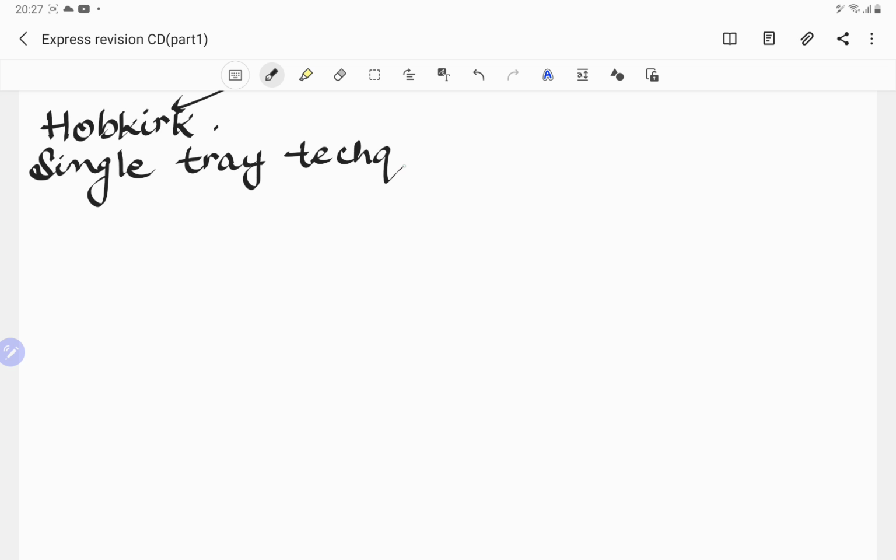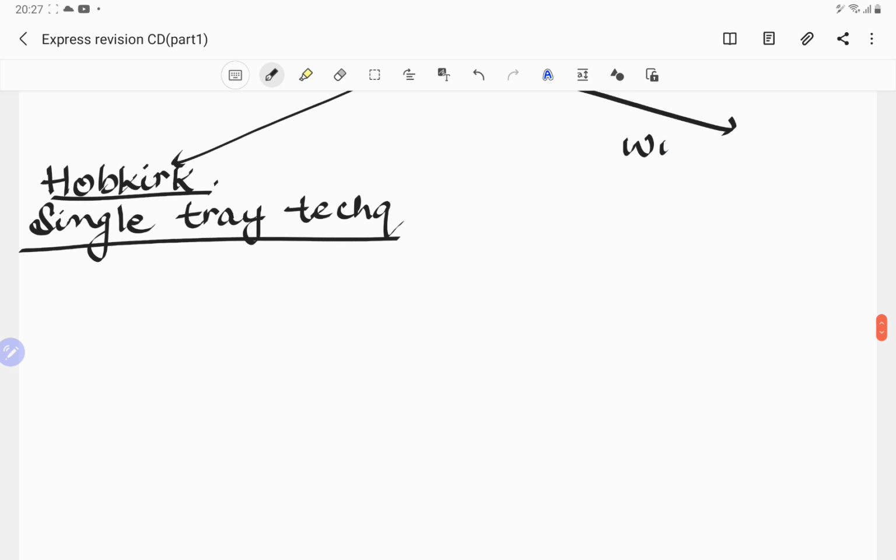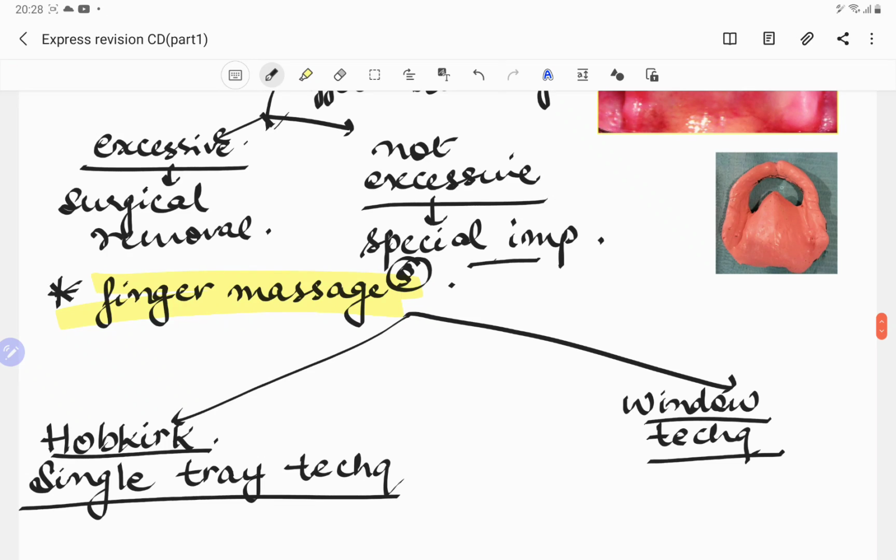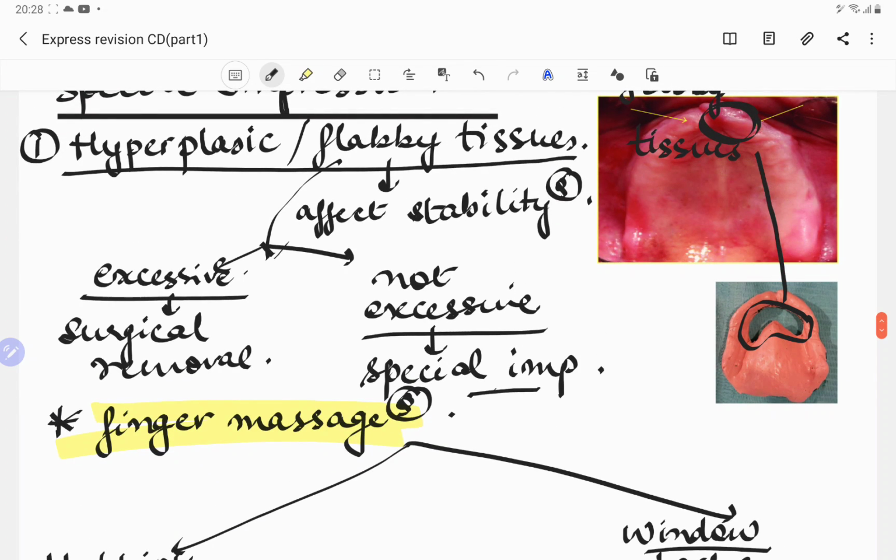So, the single tray technique. This is the Hobkirk single tray technique. Another one is the window technique. If you can see here in the diagram, I have made a window over here. Can you see a window? This is the area where we have created a window. That means in the window technique, we have trimmed the denture base, or the custom tray, in the area of the flabby tissues.